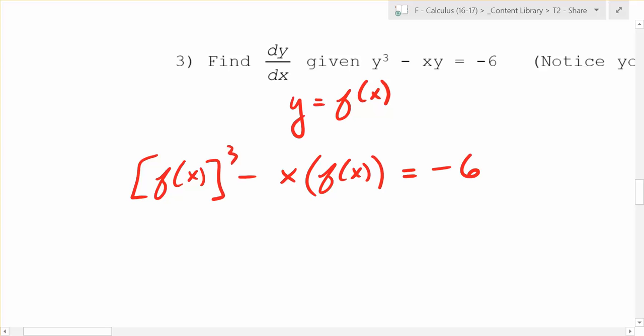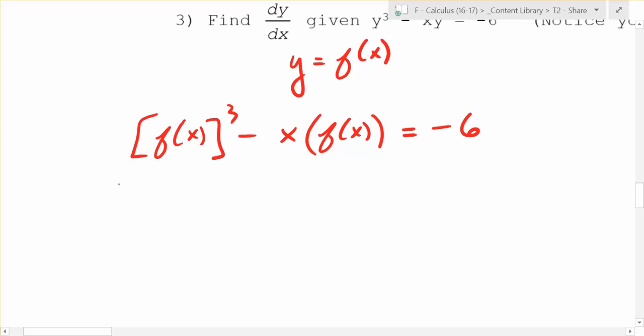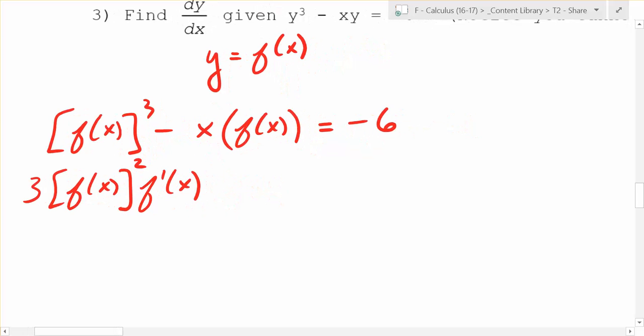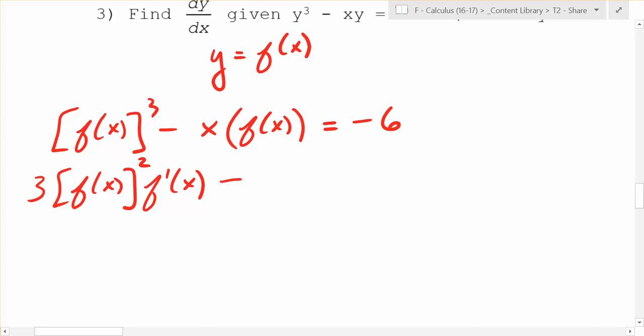Take the derivative of that in terms of x. What do you get? 3 f of x squared, correct? Times f prime of x because of the chain rule. That is absolutely correct. Then you have to subtract something here. And all of this is going to equal what? What is the derivative of 6? 0. Be really careful about that.